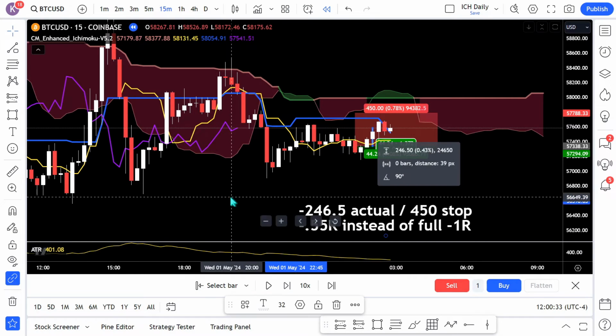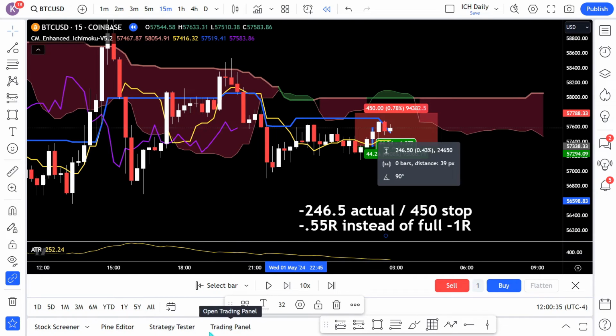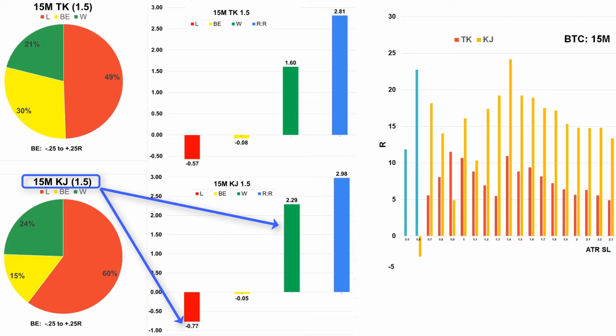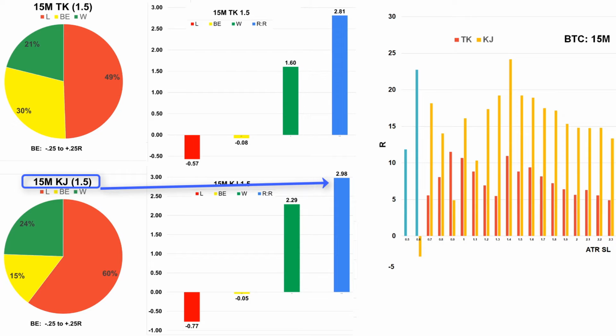And if we're using KJ, the slower moving average, this is where we would get out. The loss with KJ is negative $246.50, which is a negative 0.55R trade. With 1.5 TK, our losses averaged negative 0.57 and our wins were 1.6, for an R to R of about 2.8 to 1. With 1.5 KJ, average loss is 0.77 and average win goes up to 2.29 instead of 1.6, for an almost 3 to 1 R to R overall.